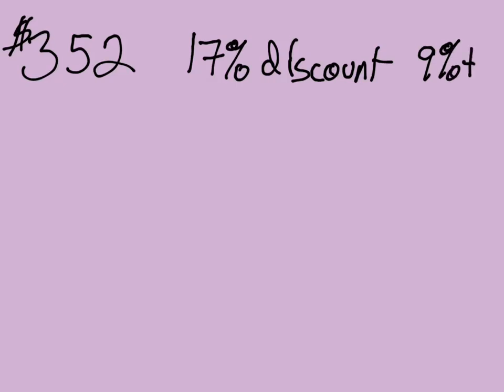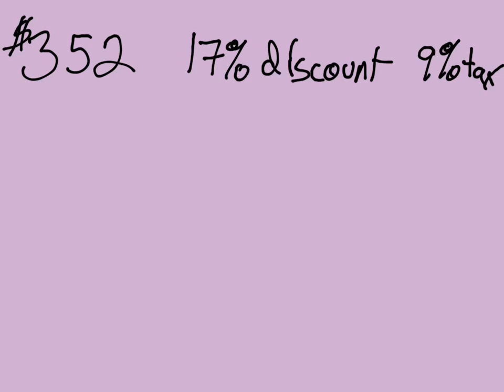So let's say we have a $352 item, and there is a 17% discount, and there is 9% tax. Go ahead and pause it and see if you can figure out how to do this.